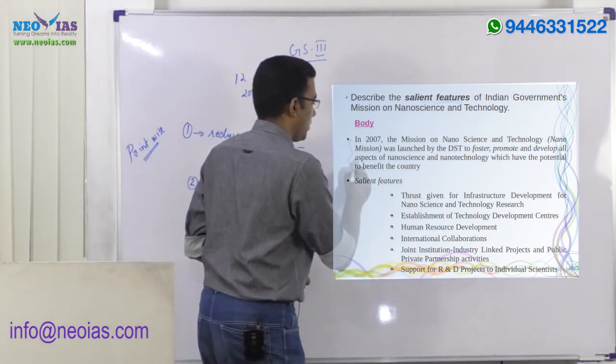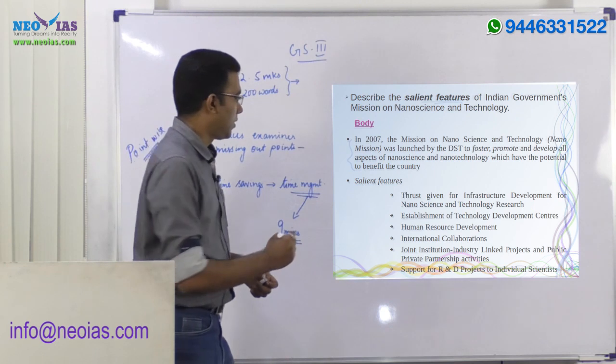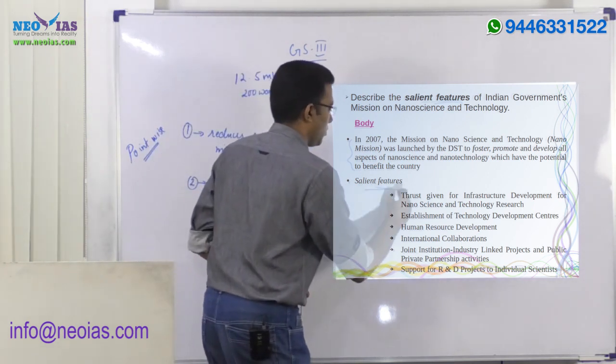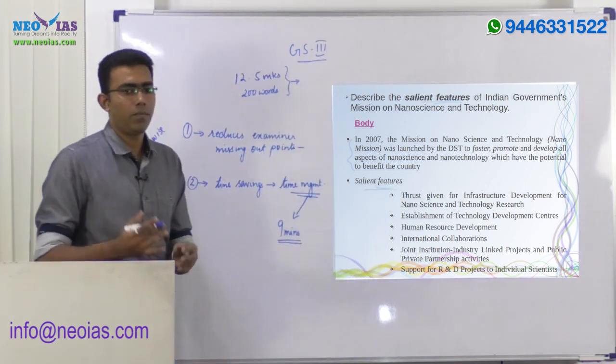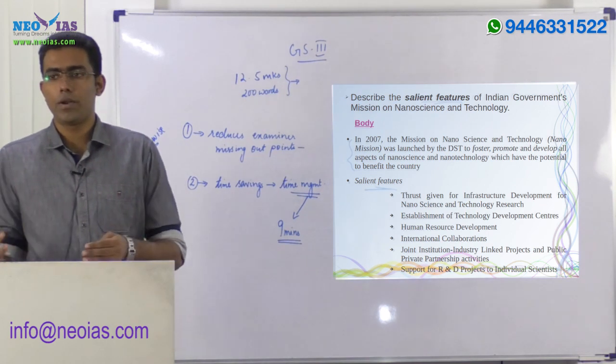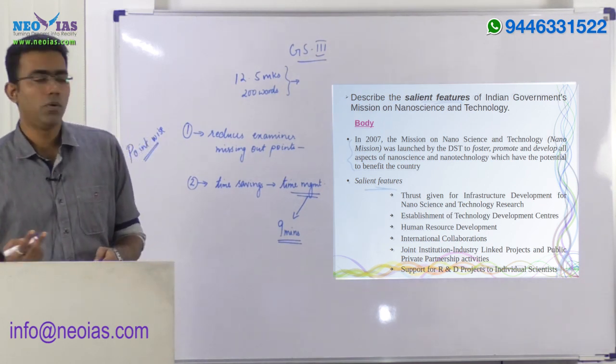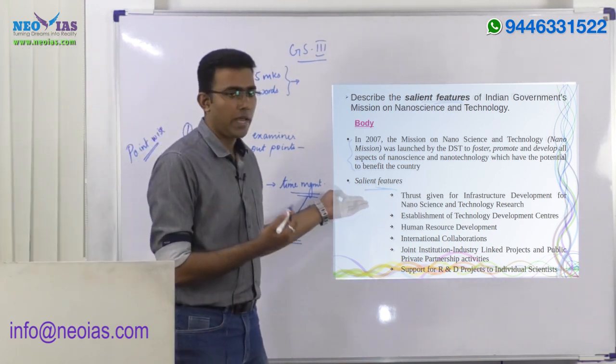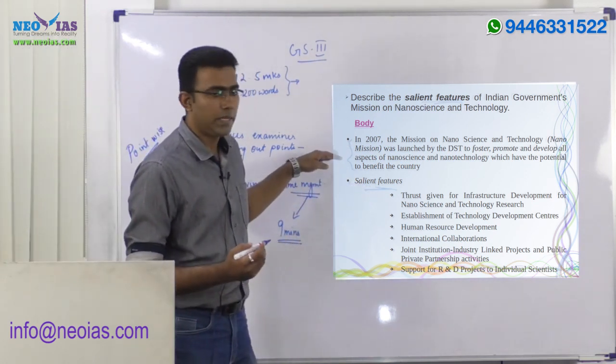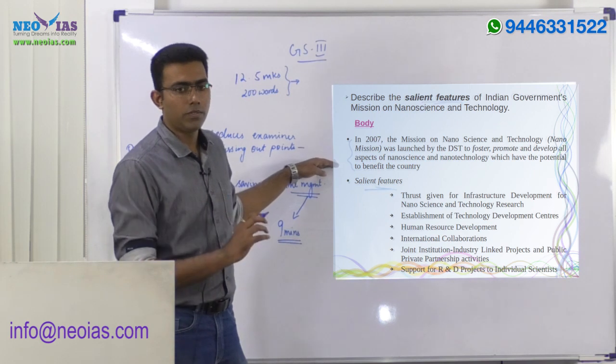Now after giving it in one sentence, go for salient features. Don't just go ahead and elaborate all the details about the nano mission, because you have just a 200 words constraint. So just go ahead with the salient features. This one sentence is more than enough for introducing it.